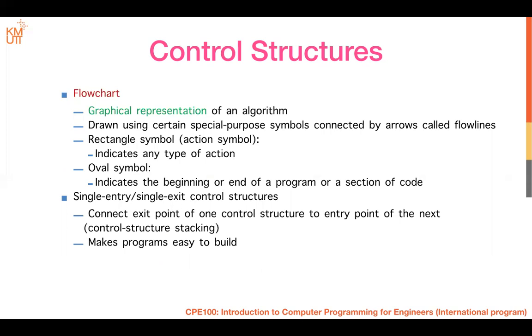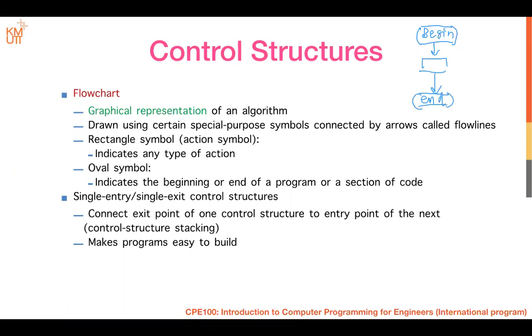And I've just told you that the rectangle symbol represents the action symbol, to indicate the process. And the oval symbol indicates the beginning and the end of a program. So when you want to start a flowchart, you need to start from an oval, with begin. Then you can do many processes, and you have to finish with end. So the oval symbol indicates the beginning or end of a program or section of code.